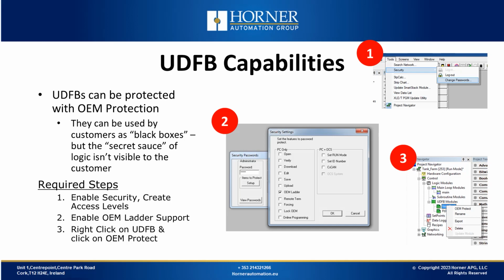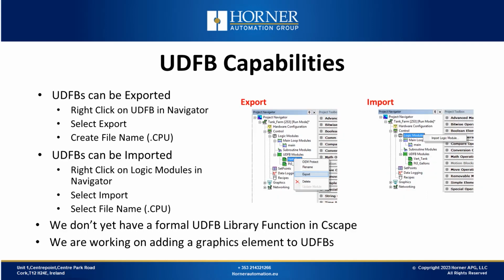With UDFBs, you can provide function blocks to users for their programs with inputs and outputs, while keeping the internal logic hidden. To enable this feature, you need to activate security and OEM ladder support. Once enabled, you can right-click on the specific user-defined function block you want to protect in your program and select OEM Protect.